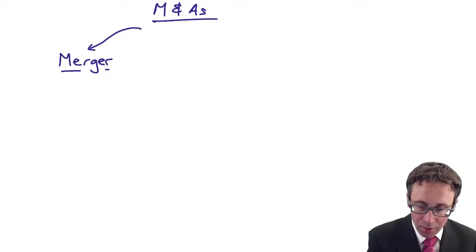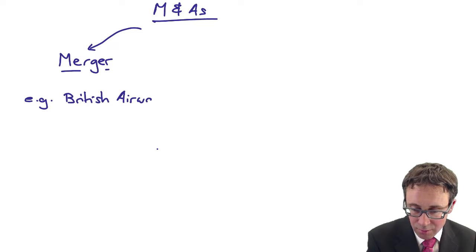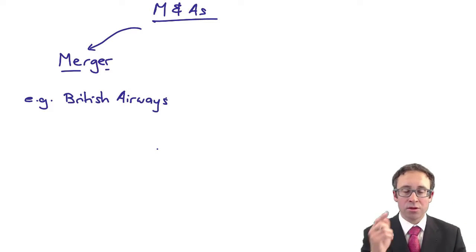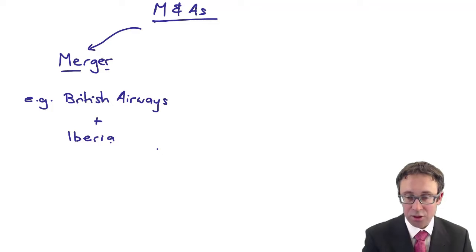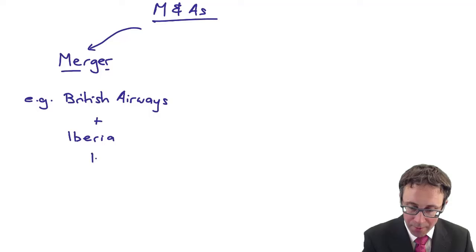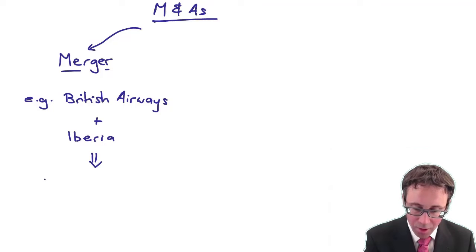So an example previously would be in the airline business: British Airways, which was the UK based airline company, merged with the Spanish airline company, which was called Iberia. They were two separate businesses. They have combined, and now what they are known as, from a business perspective, is IAG.